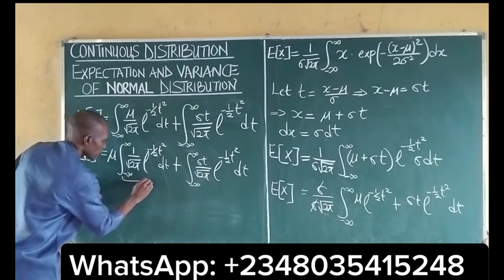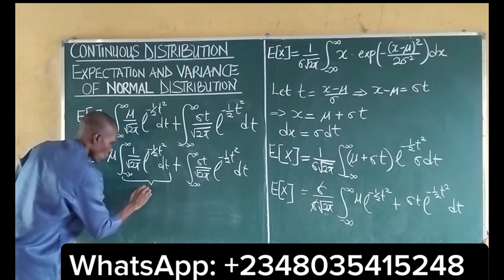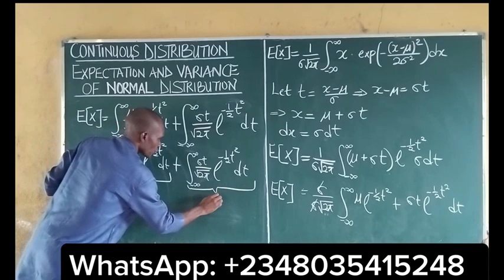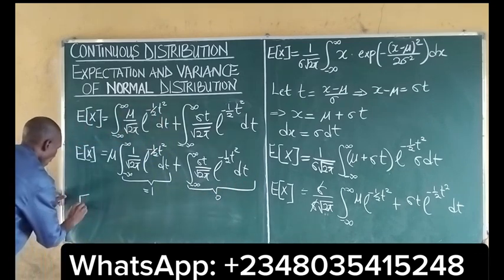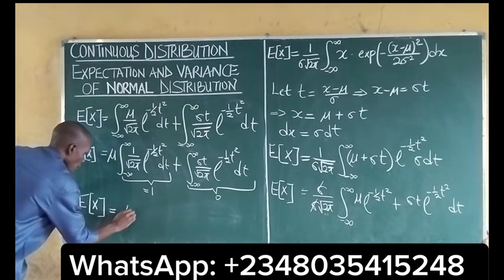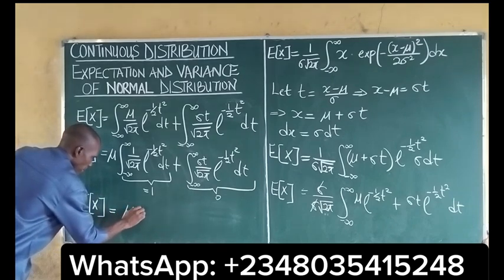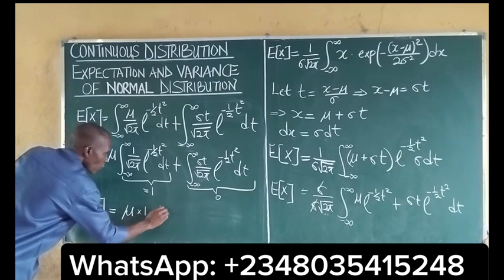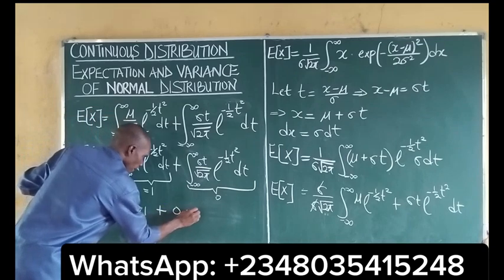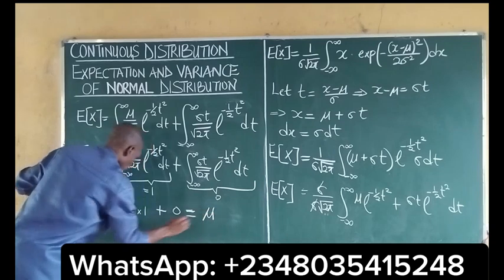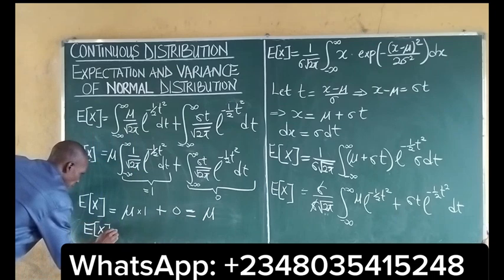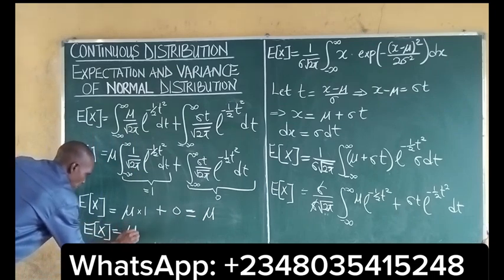Of course, the whole of the first integral is equal to 1, while the whole of the second integral is 0. So we have our expected value of x to be equal to mu multiplied by 1 plus 0, which is equal to mu. Of course, our expected value of x is equal to mu.